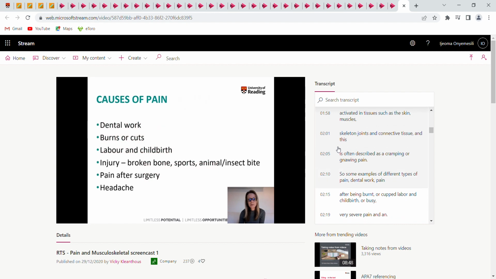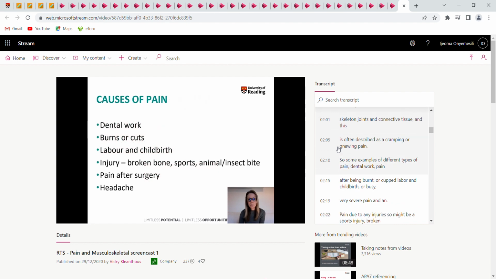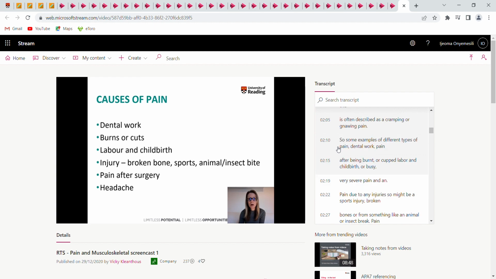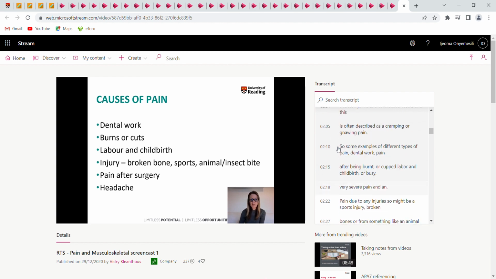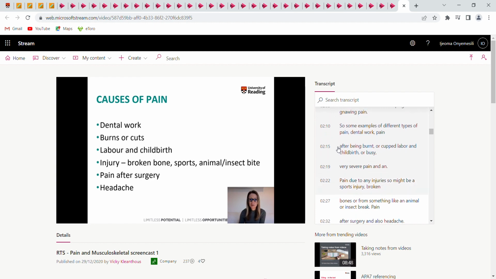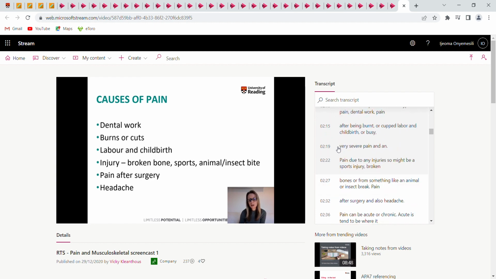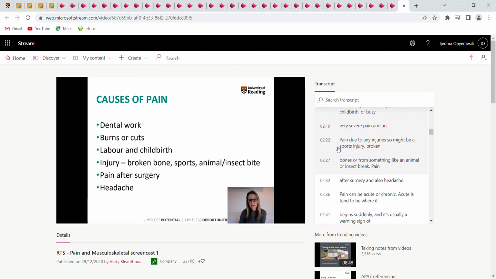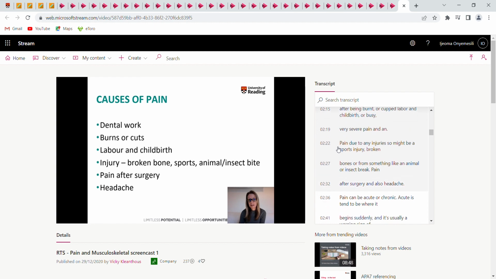So some examples of different types of pain: dental work, pain after being burnt or cut, labour and childbirth, obviously a very severe pain, and pain due to any injury, so it might be a sports injury, broken bones, or from something like an animal or insect bite. Pain after surgery and also headache.